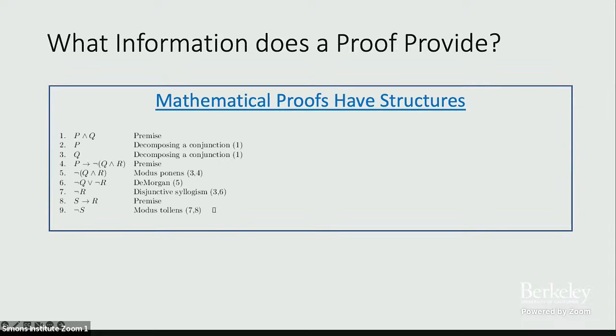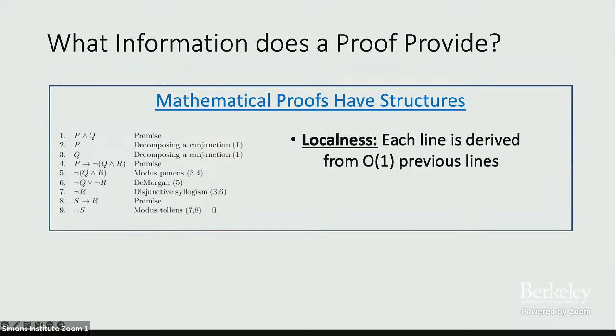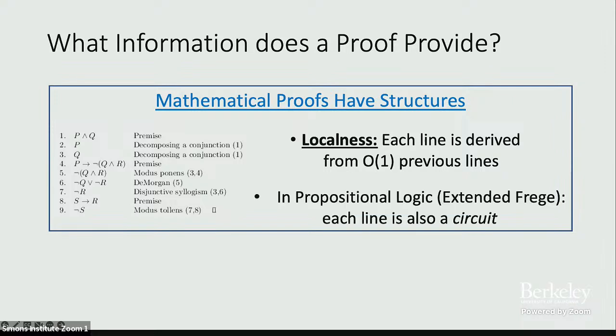One feature of a mathematical proof is that it has some additional structure. The most important structure is that it has the following locality property. The locality property says that each line of the mathematical proof only depends on a constant number of previous lines. And in some logic systems, such as propositional logic systems, each line of the proof is also a circuit, because each line is a Boolean formula, so it can be viewed as a circuit.